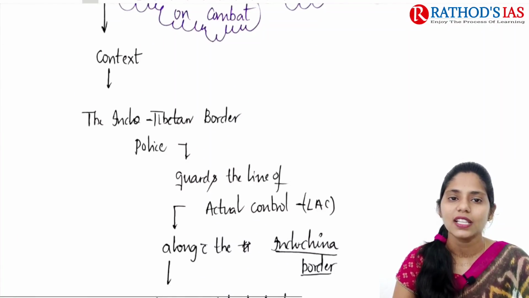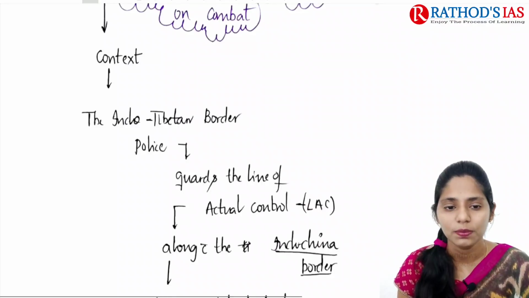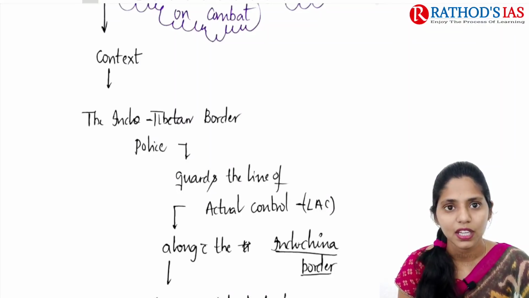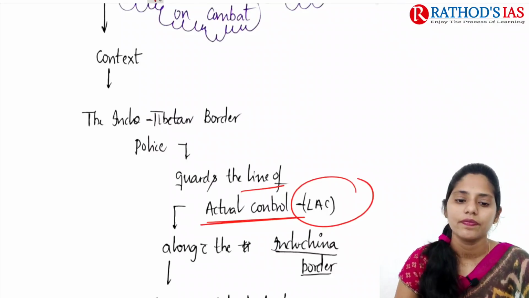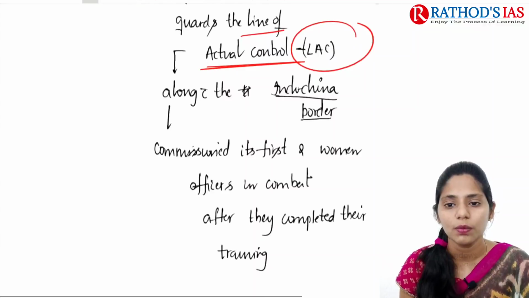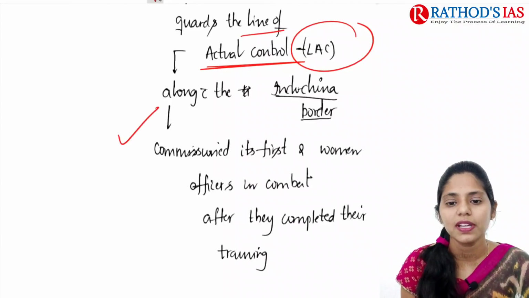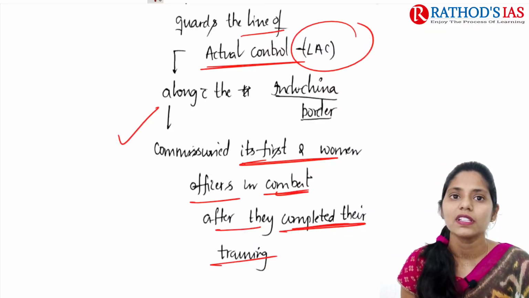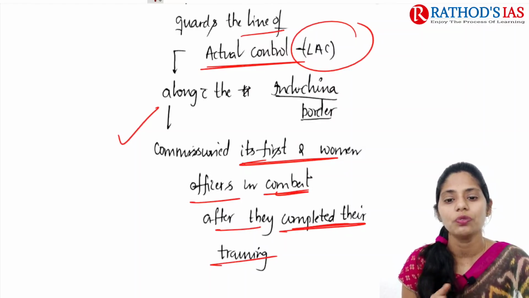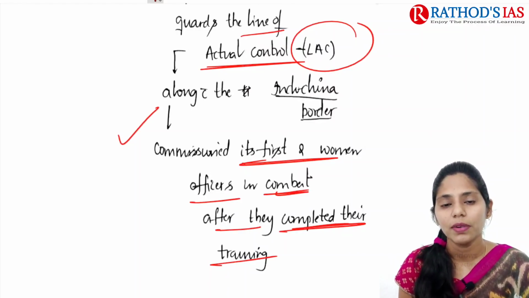The context says that the Indo-Tibetan Border Police, that is ITBP, guards the Line of Actual Control, that is the LAC between India and China, along with the Indo-China Border Police. Here the ITBP commissioned its first two women officers in combat after they completed their training. After completion of training, these two women officers are commissioned in combat services.